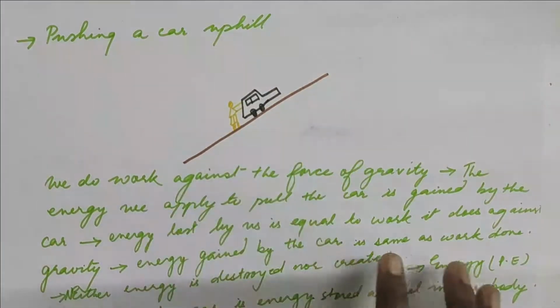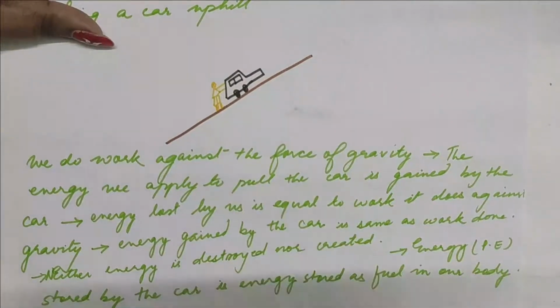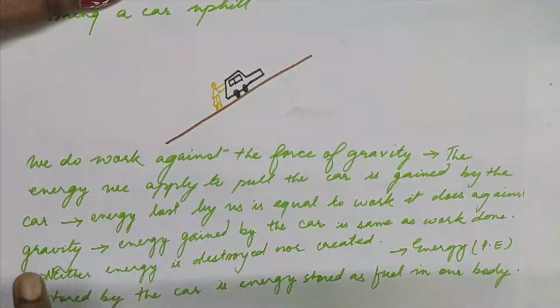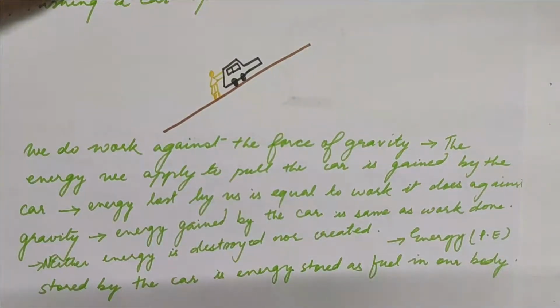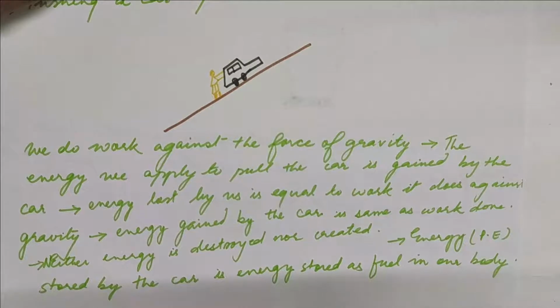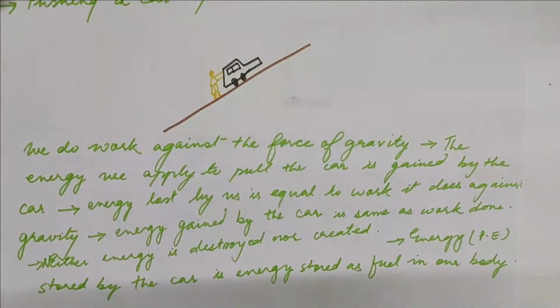Let us see one more example where we can see a car being pushed uphill. When a person is pushing a car uphill, he is doing work against gravity. The energy which is gained by the car is actually the energy which is lost by the person. And the energy lost by us is equal to the work done against gravity. So the energy gained by the car will be the same as the work done. You can say that here neither is energy being lost nor gained. The potential energy stored by the car is equal to the fuel stored in our body. Means how much energy we have, we are able to push the car with that much energy. So our energy is getting converted into the energy to push the car uphill.